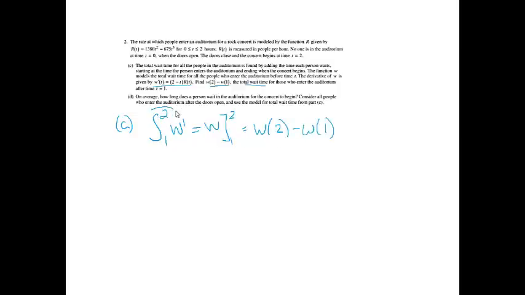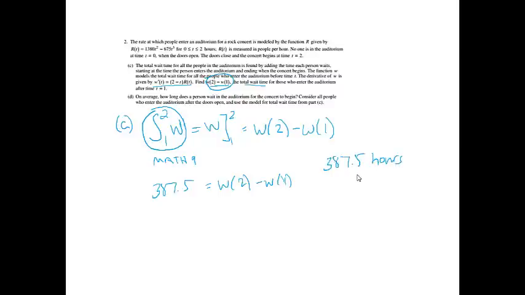Now, to get the left side, we know an equation for W prime. They give it to us right here. So we can use Math 9 to get that answer, and when we do that, we should get 387.5, and that will equal W(2) minus W(1). Usually we're given one of those when we want to find the other one, but they actually told me to find W(2) minus W(1). So W(2) minus W(1) equals 387.5, and then we should put hours, is my right answer for that one.